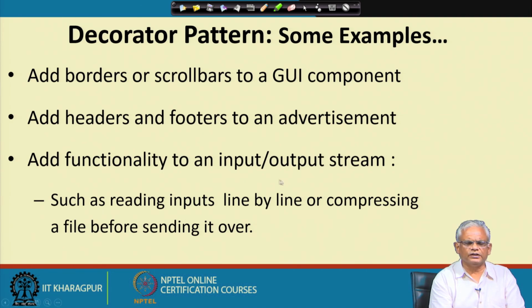Add functionality to an input output stream. The Java I/O we have been using profusely makes use of the decorator pattern. Here you can add capability to the basic stream class, for example, compressing. We will just look at it, that one of the largest uses of the decorator pattern is in the Java I/O. If we want to understand the Java I/O, we must understand the decorator pattern, then only it will make sense to us.